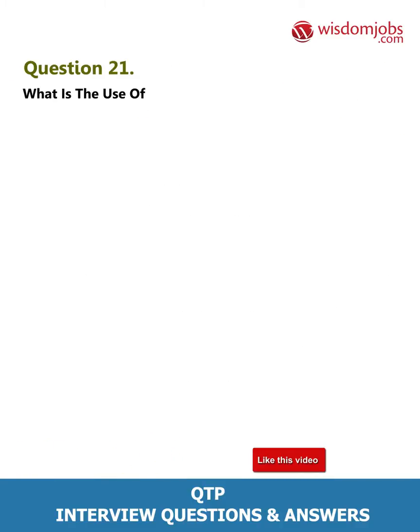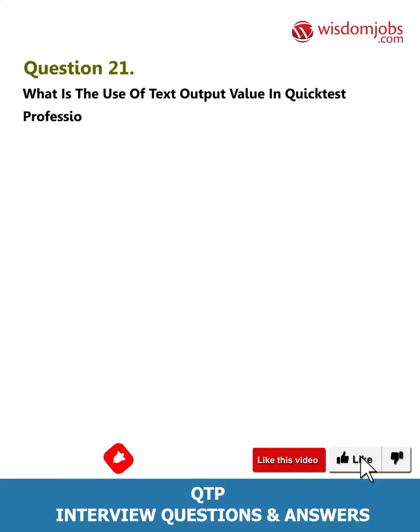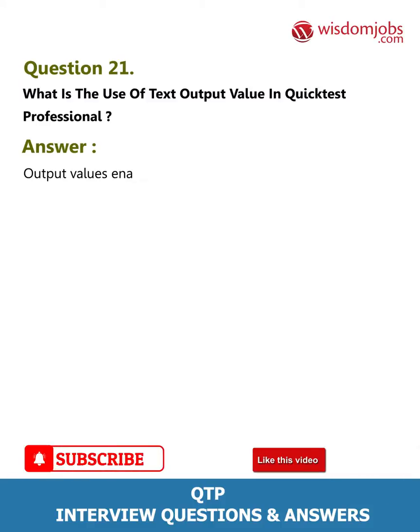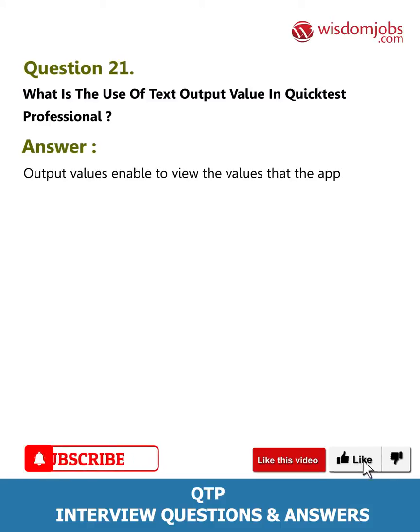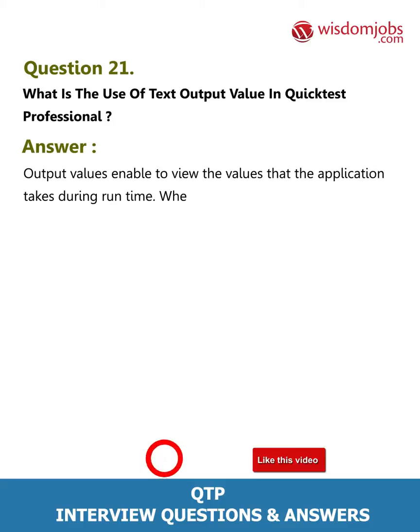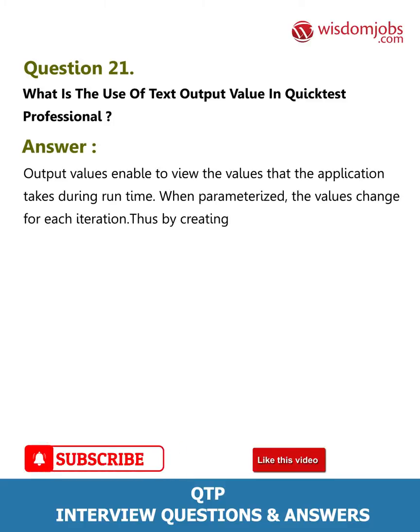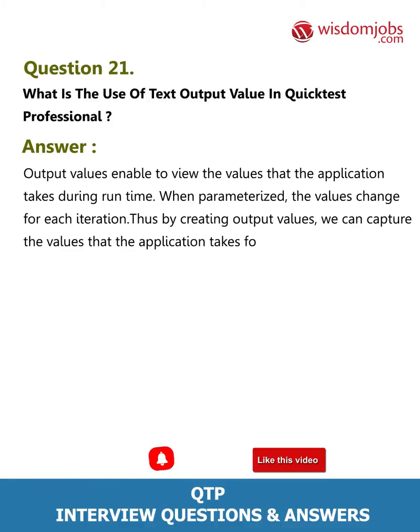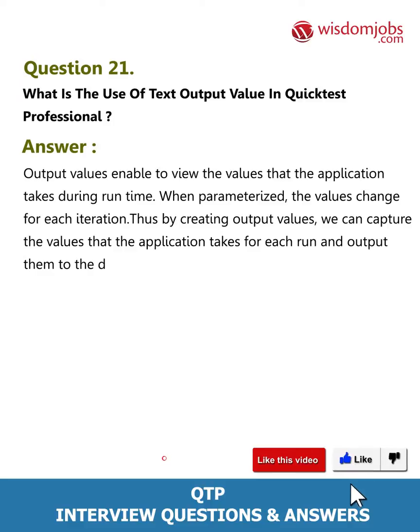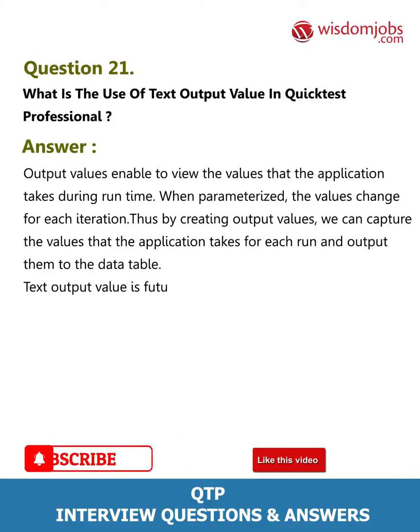Question 21. What is the use of text output value in QuickTest Professional? Answer. Output values enable you to view the values that the application takes during runtime. When parameterized, the values change for each iteration. Thus, by creating output values, we can capture the values that the application takes for each run and output them to the data table. Text output value is a feature in QTP.